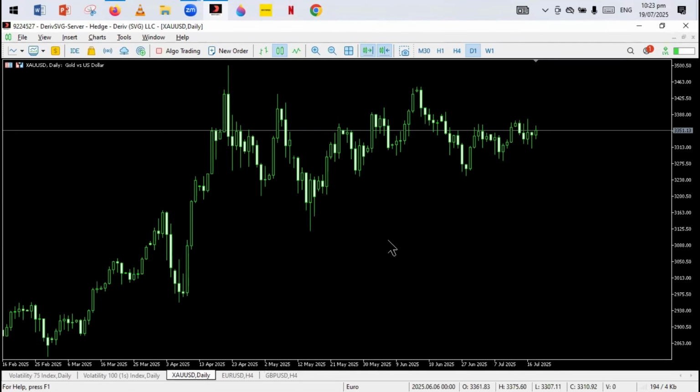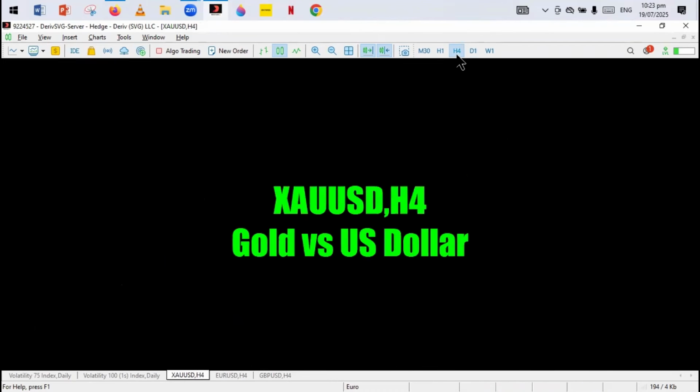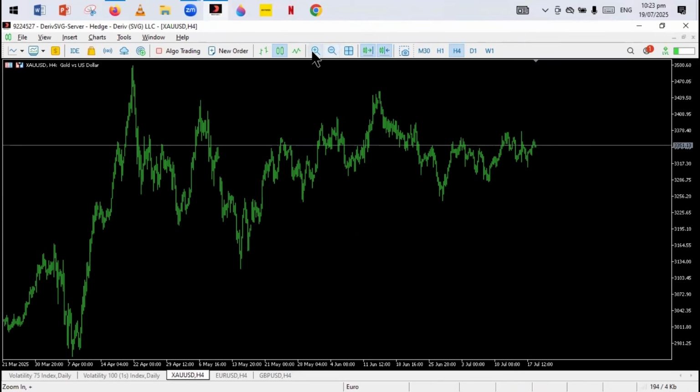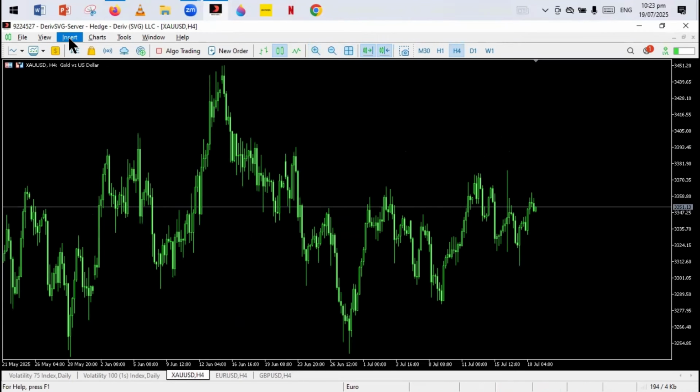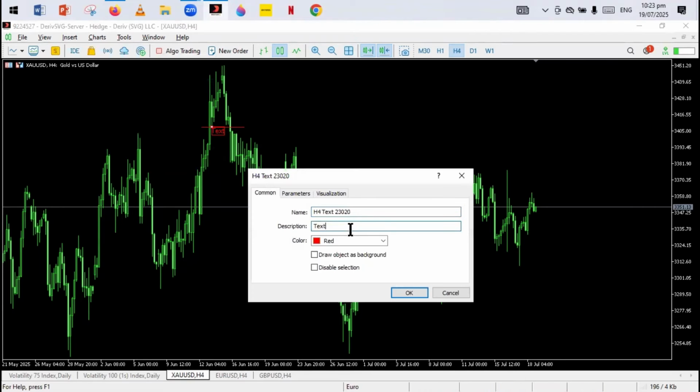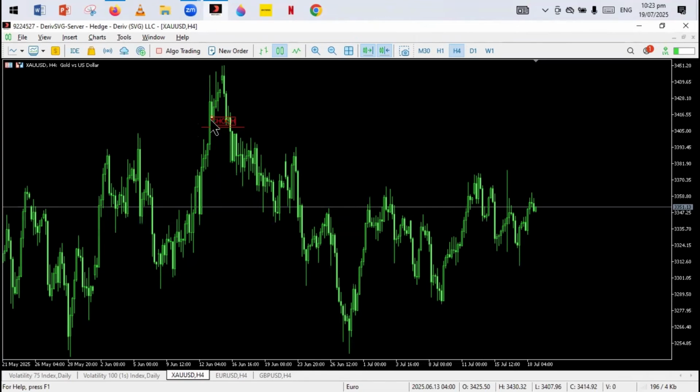If we go to gold, and then if we go to the 4-hour time frame, you can spot the change of character. So price was breaking structures to the upside. However, there, that is where we had the change of character, because there the sellers broke the higher low. So that is a change of character.